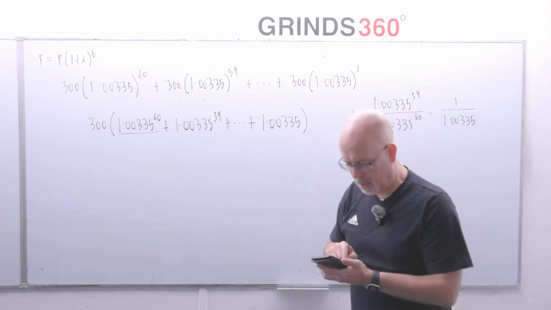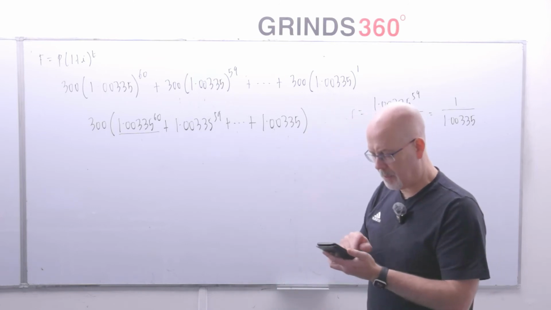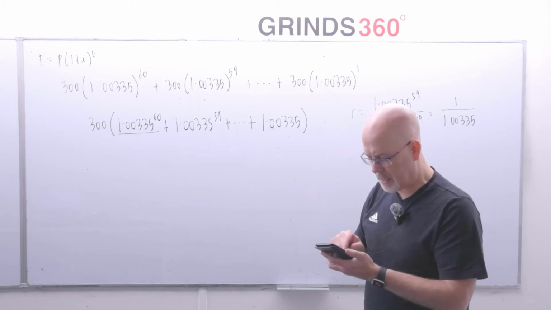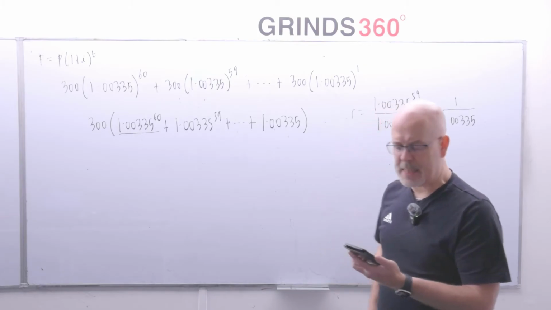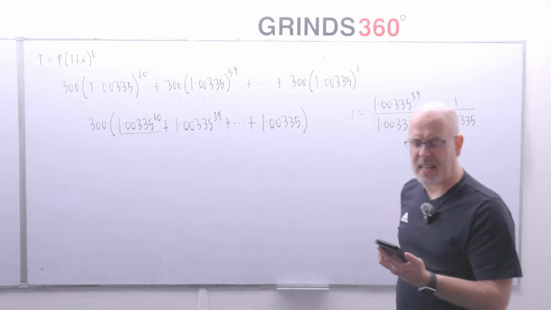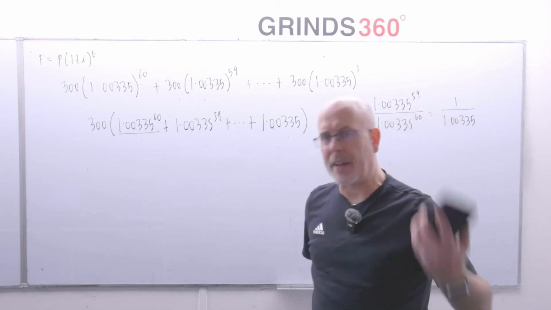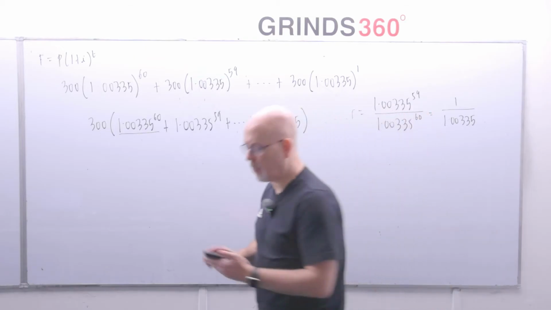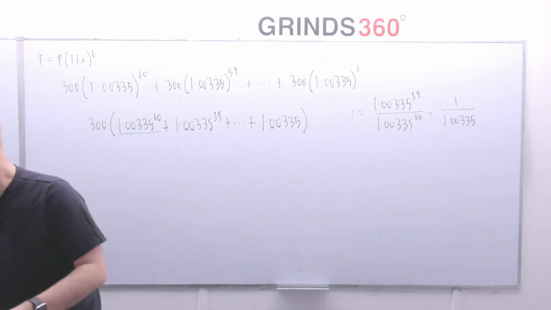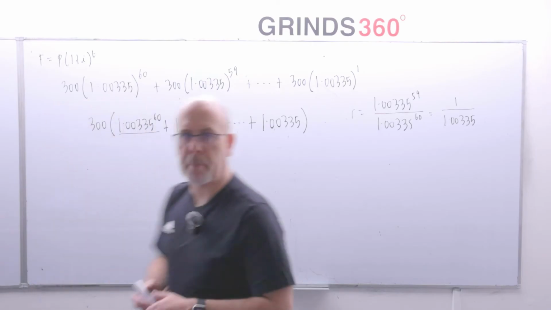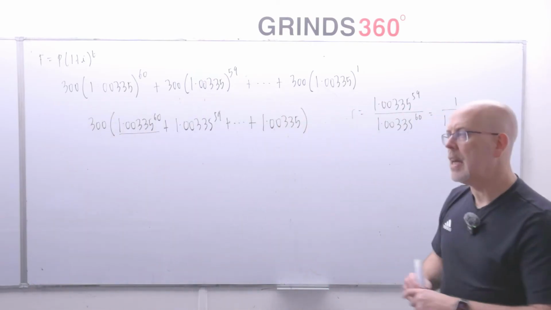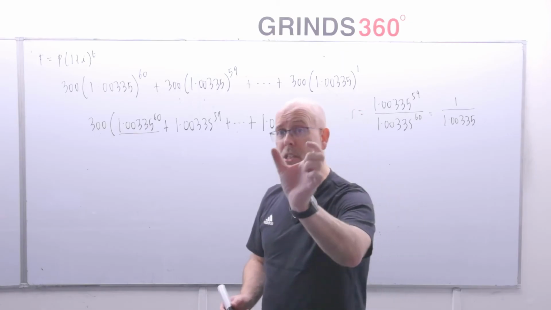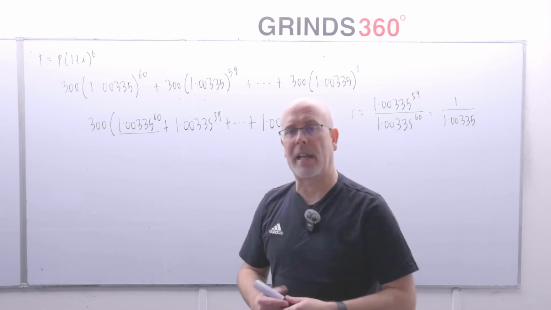So 1.00335 to the power of 59 divided by 1.00335 to the power of 60. Yeah, that's about 0.996661185. Round that off any way you like, there's no penalty. If you use your calculator, you will get a decimal value there. Approximate any way you like. If the only difference between your answer and the examiner's answer is that you've rounded differently at some point during the calculation, there's no penalty for that.